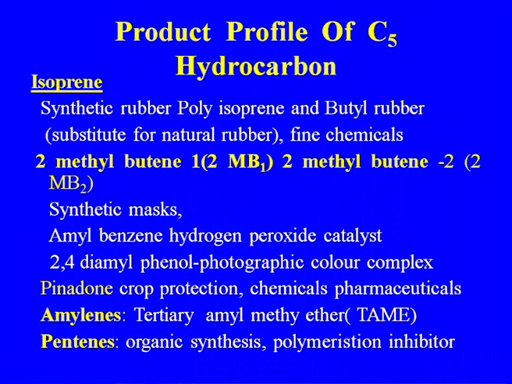Another very important constituent of the C5 stream is 2-methylbutene, 2-methylbutene-1 and 2-methylbutene-2. These are the two hydrocarbons that we are using for making of the TAME. Synthetic musk, that is also used, with benzene, hydrogen. These are isoamylenes that we call amylenes. Hydrogen peroxide catalyst, 2,4-dimethylphenol, photographic complex, phenidone which you are getting there, crop protection chemicals, pharmaceutical industry, amylenes, tertiary amyl methyl ether, which is the same amylenes that we are getting as TAME. Pentenes, organic synthesis in the polymerization.